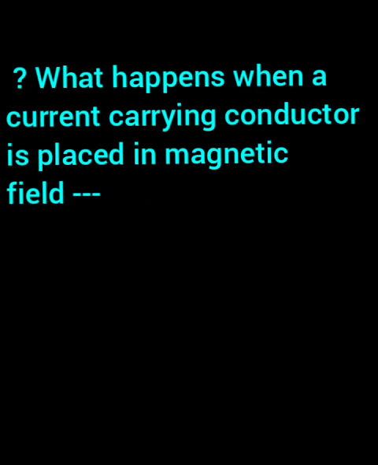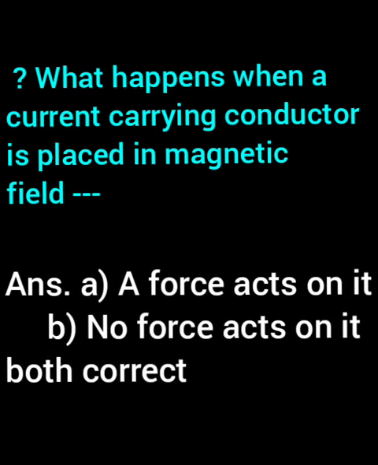Now question next. What happens when a current carrying conductor is placed in a magnetic field? Here the correct answer will be that a force acts on it, or no force acts on it. So these two options, where you get both, are the correct options.